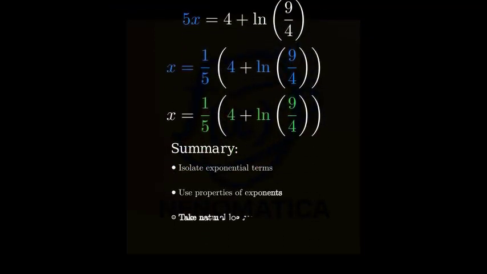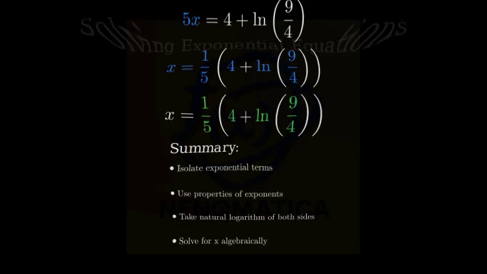To summarize, we solved this exponential equation by first, isolating the exponential terms on opposite sides. Second, using properties of exponents to combine the exponential expressions. Third, taking the natural logarithm of both sides. And finally, solving for x through algebraic manipulation. This approach works for many types of exponential equations where the bases can be expressed in the same form.